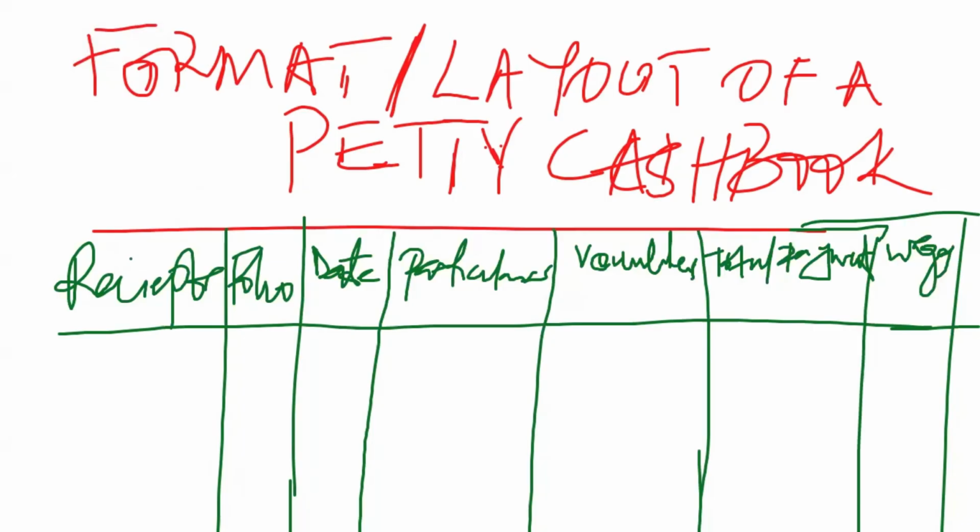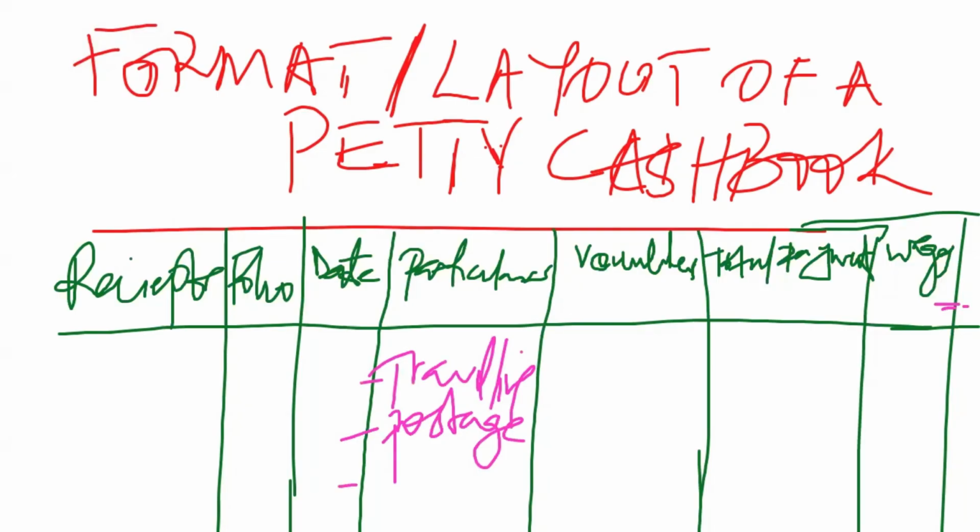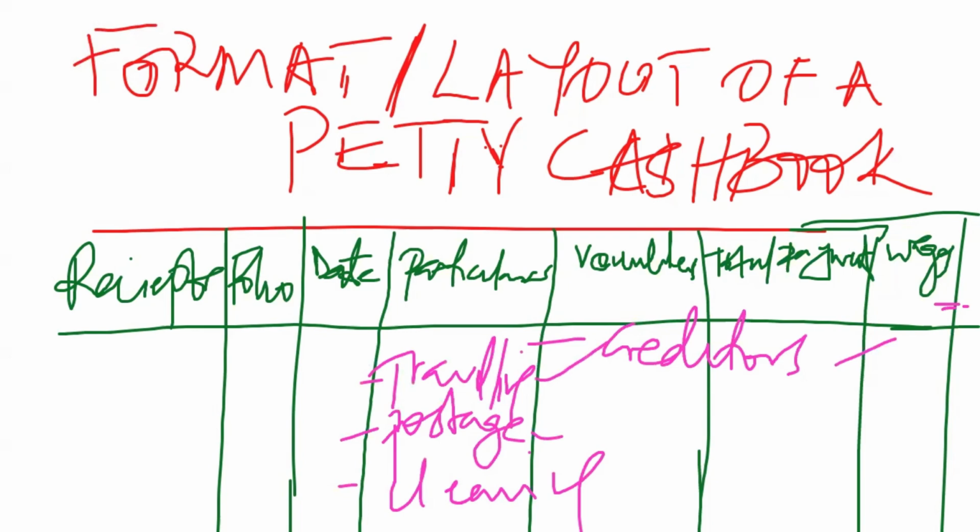Let me change the color. You can make a column for wages. You can make a column for traveling. You can make a column for postage. These are supposed to be added this side. You can also make a column for cleaning. You can also make a column for creditors. You can add as many as you want. All these are supposed to be represented by a column. They're supposed to be this side. You put all of them there.